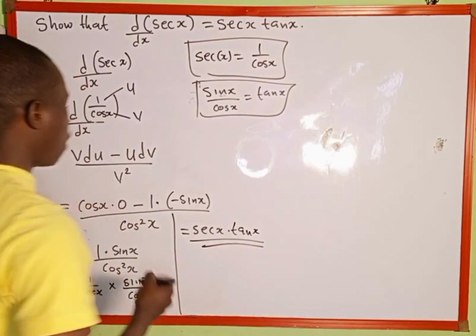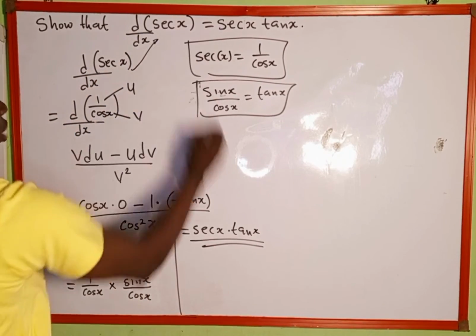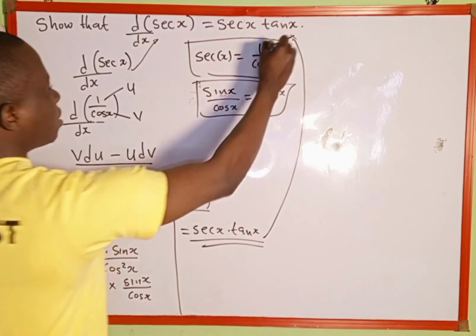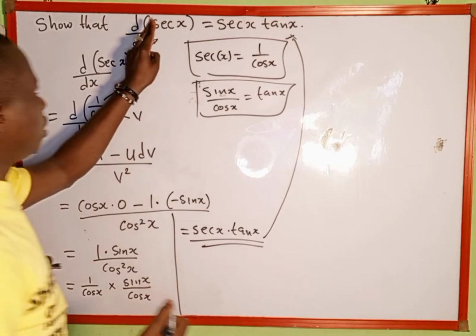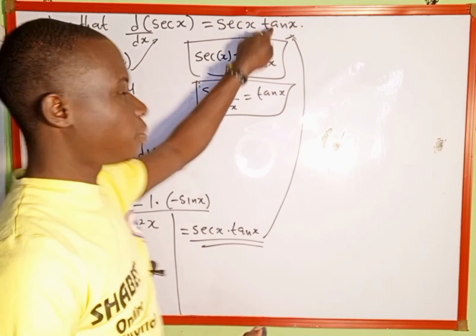Therefore, we have shown that the left hand side of this equation is the same as the right hand side. So this is how to prove that the derivative of sec x with respect to x is the same as sec x multiplied by tangent x.